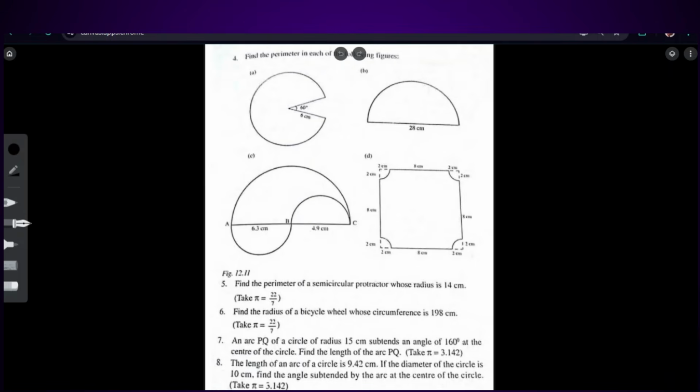An arc PQ of a circle of radius 15 centimeters represents an angle of 160 at the center of the circle. Find the length of an arc. Let me pick this one. An arc length PQ of a circle of radius 15 centimeters represents an angle of 160. So I'll come and draw that.